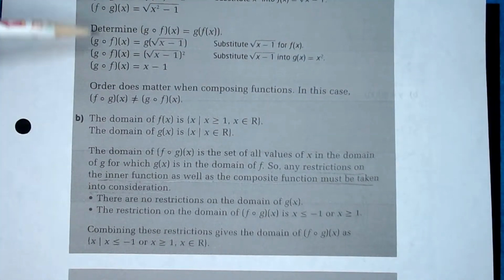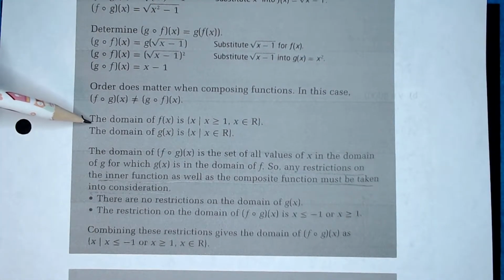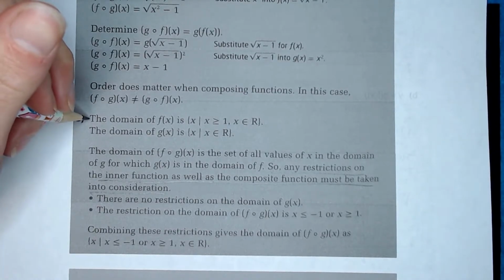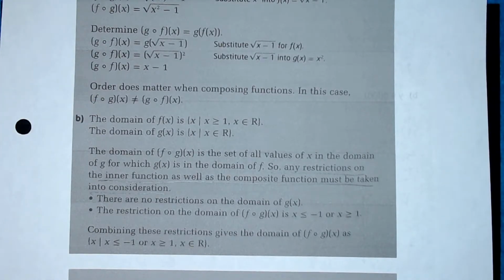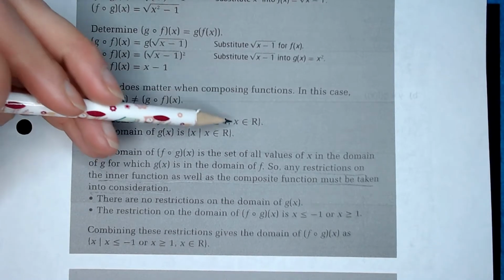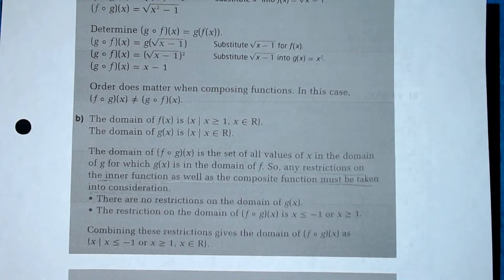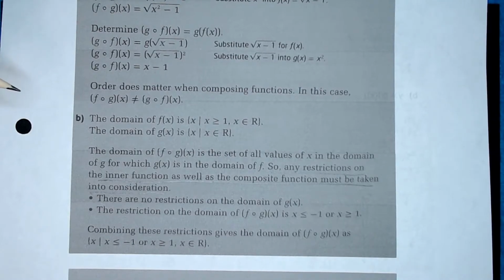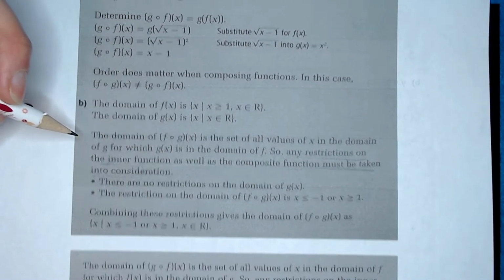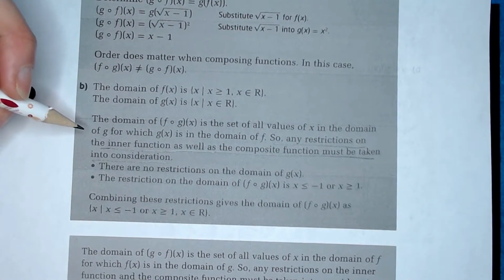When we talk about the domain of the functions, the domain of f of x is x must be greater than or equal to 1, of course, because you can't have a negative under the radicand, and x is an element of the reals. The domain of g of x, it's just a parabola, so x is any x value, negative infinity to positive infinity. Then it gets a little bit trickier here once we deal with the restrictions.